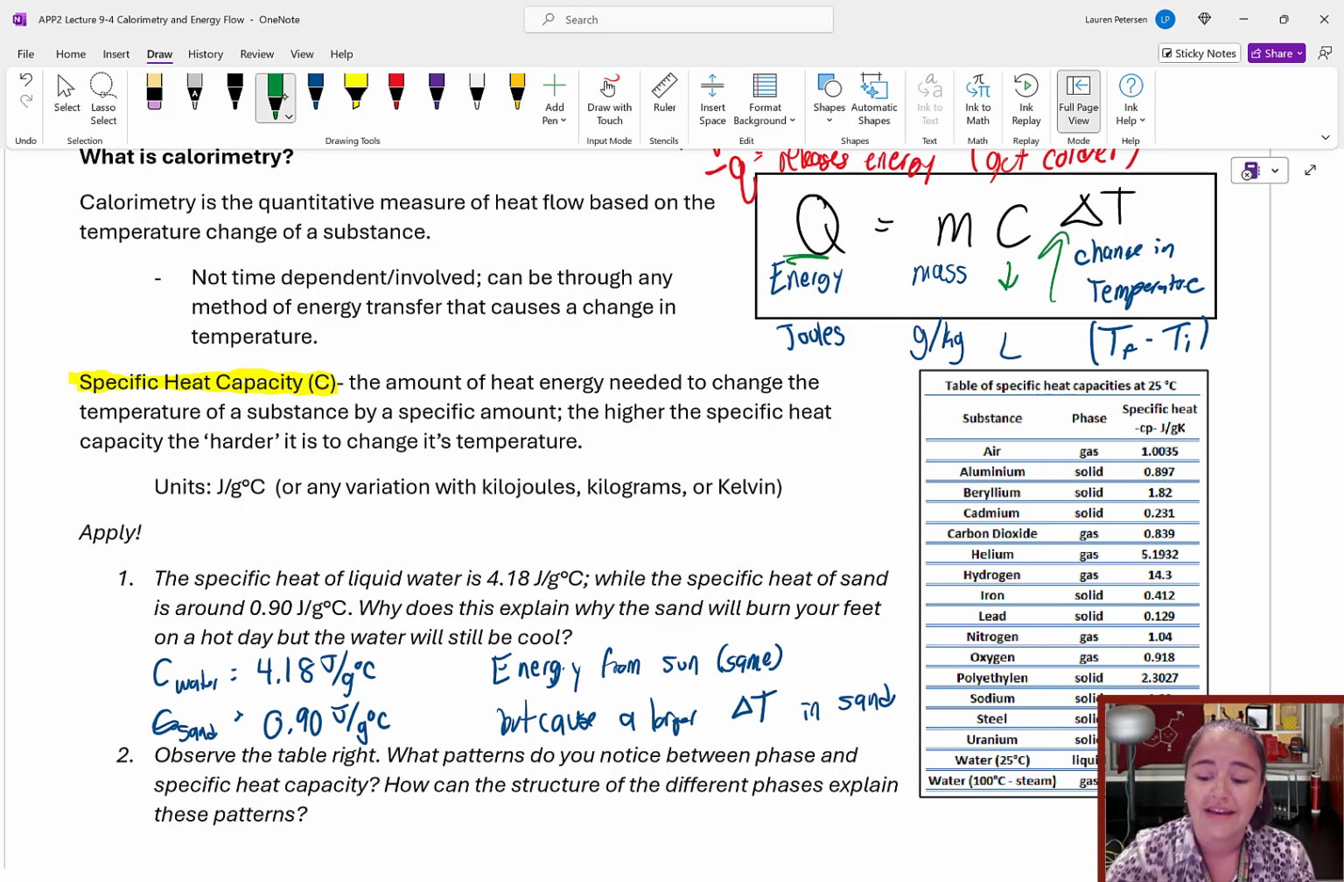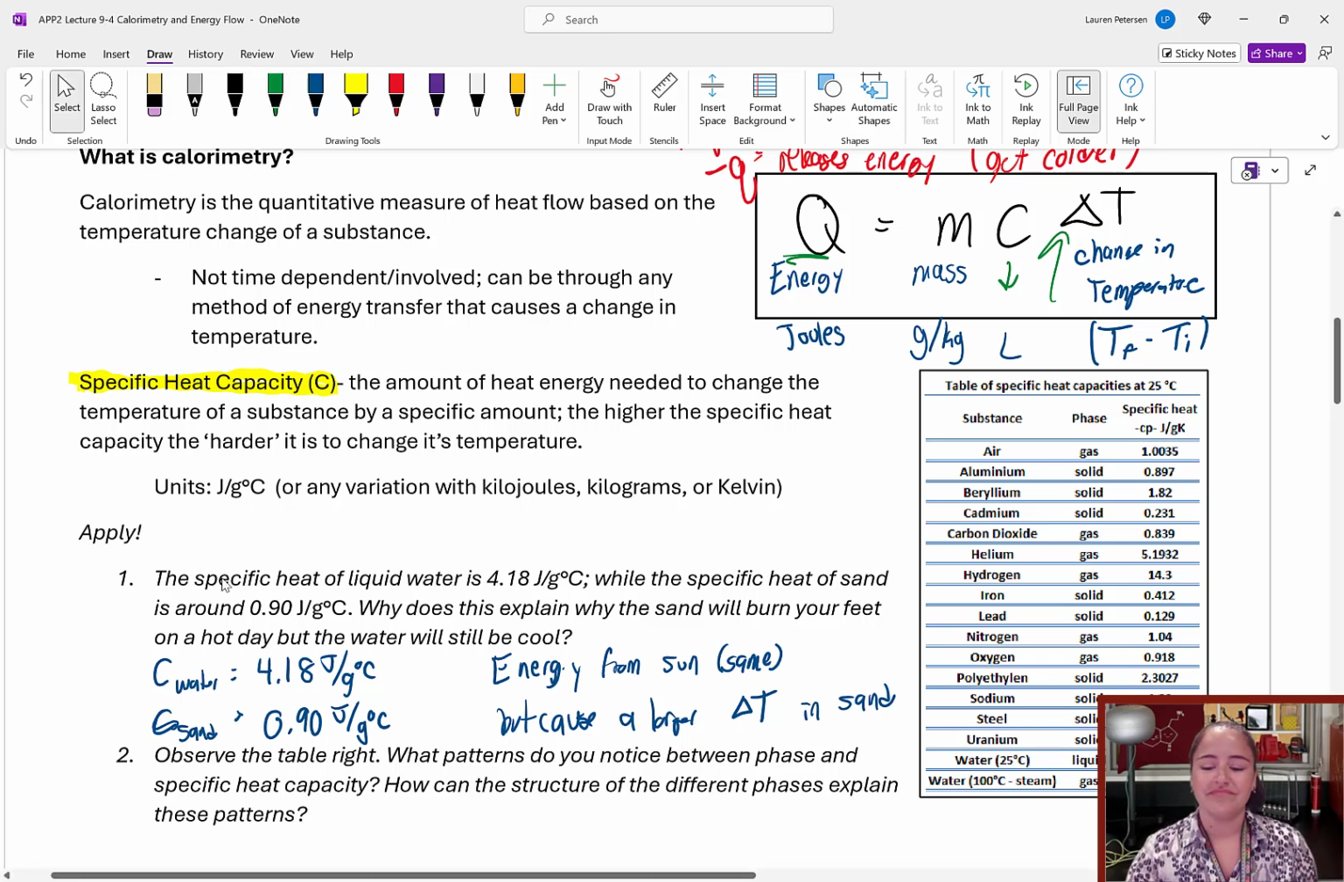Now, obviously, the mass is going to also play a factor here. The ocean is huge. That's a lot of water to heat. Where with the sand, normally it's just heating up that top layer of sand. If you dig down a bit, you have colder sand. Okay, cool.